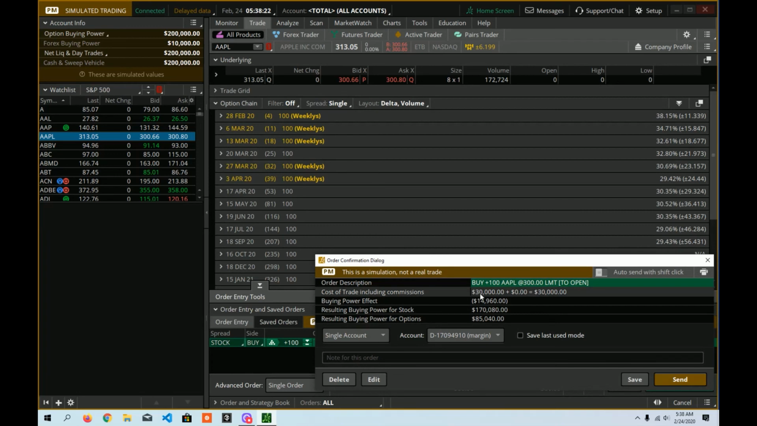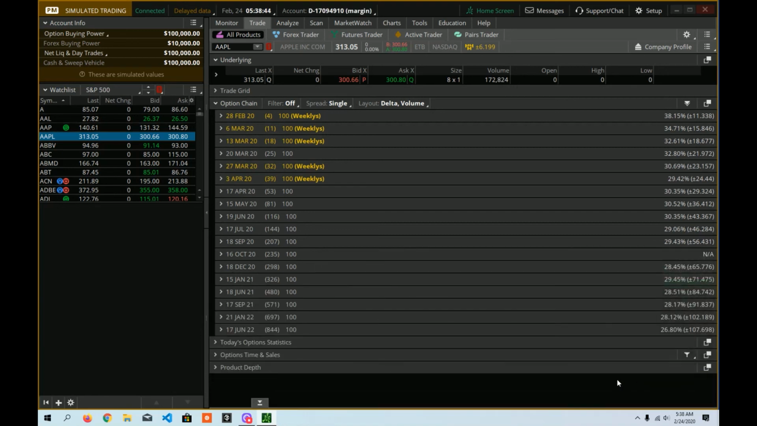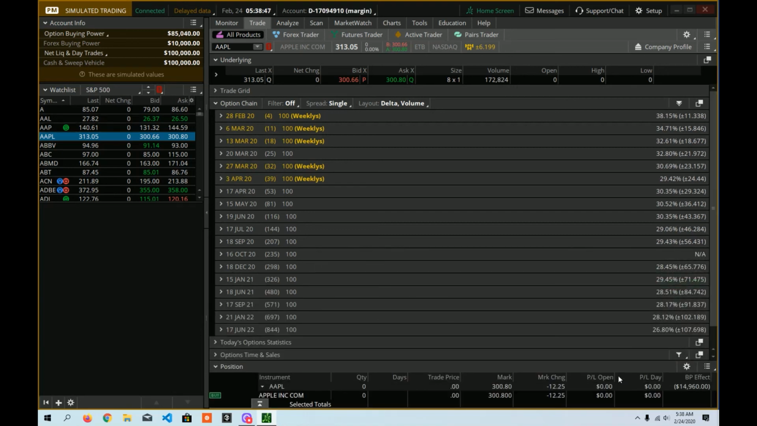It'll tell us the cost of the trade plus commissions. Gotta love those commissions. $0. It's going to take, let's round to $15,000 in buying power out of our account, because this is a margin account, not the IRA account. And yeah, we're in the margin account. If you're ready to have this go in, you click on send. That puts it in. Notice that it didn't fill, and that's okay, because I didn't want it to fill anyway. But it will try to fill when the market opens.